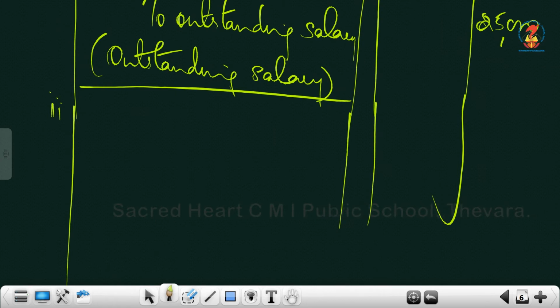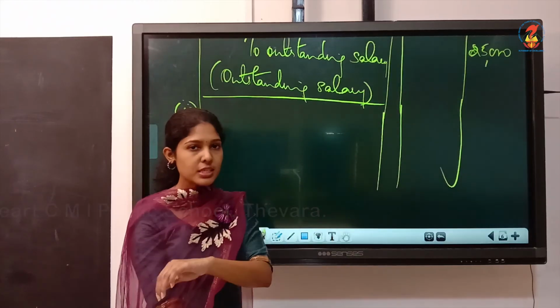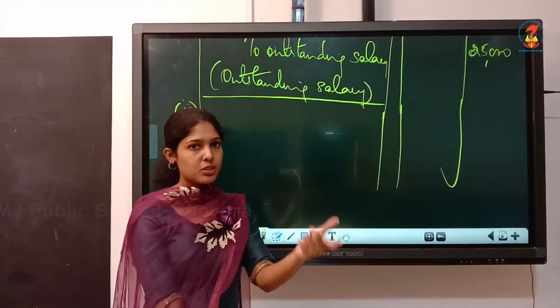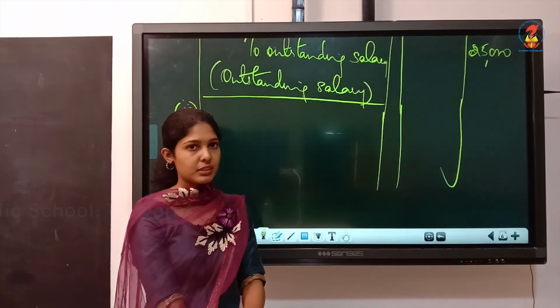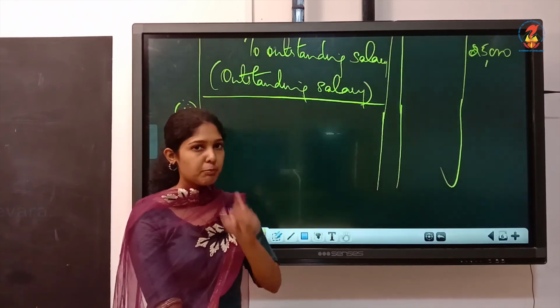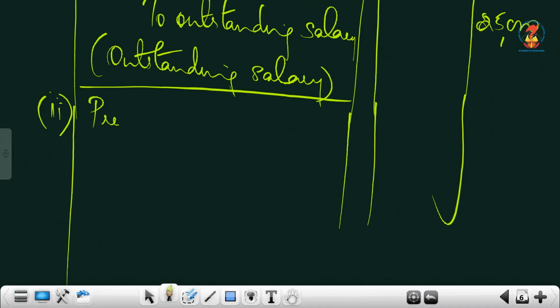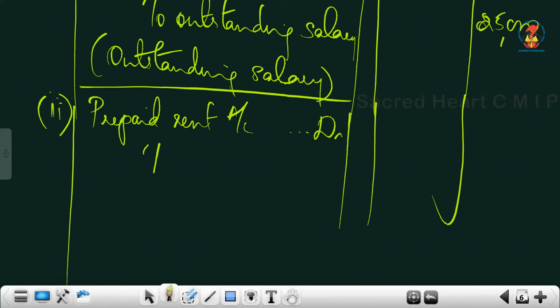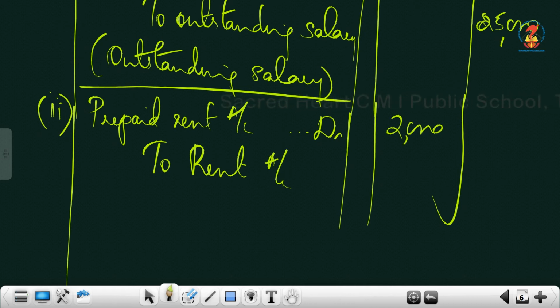The next one. Out of the rent paid this year, 2,000 relates to the next year. So you have paid in advance. That's called prepaid. Paid in advance, not received in advance. So it is prepaid. It's an asset and prepaid items should be debited. So prepaid, what's the item? Is it rent? Yes. So prepaid rent account debtor to rent account, 2000.